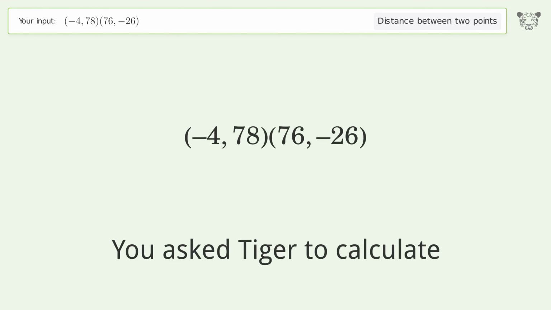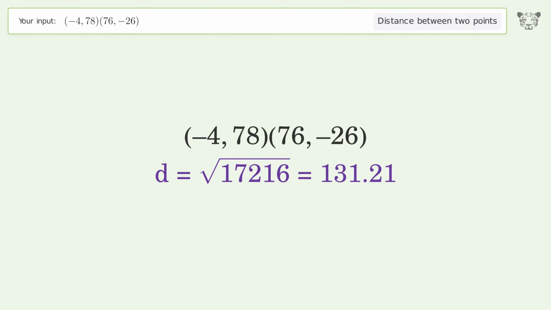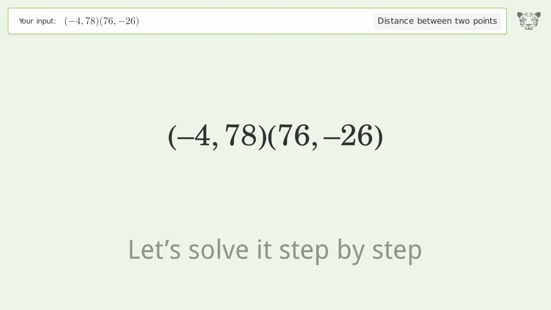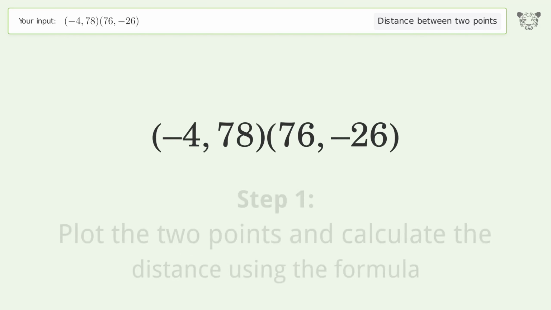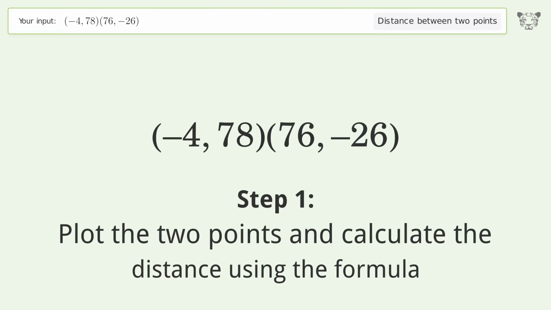You ask Tiger to calculate the distance between 2 points. The distance between the 2 points is the square root of 17,216 or 131.21. Let's solve it step by step. Plot the 2 points and calculate the distance using the formula.